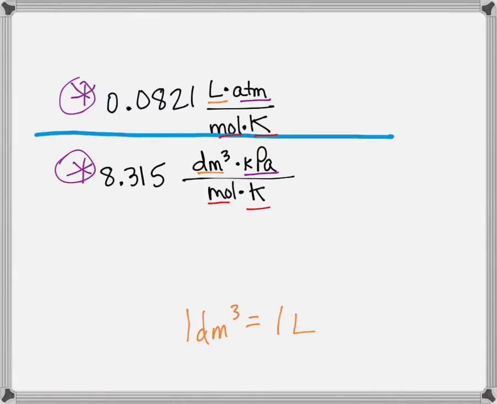So again, this is taking a volume unit, which is liters or decimeters cubed, times a pressure unit, that's your atmospheres or kilopascals, dividing by moles. We're using the letter N to represent moles. And then Kelvin is a temperature unit on the bottom. So PV over NT does equal a constant value R. And these are the two values of R that we are looking at.